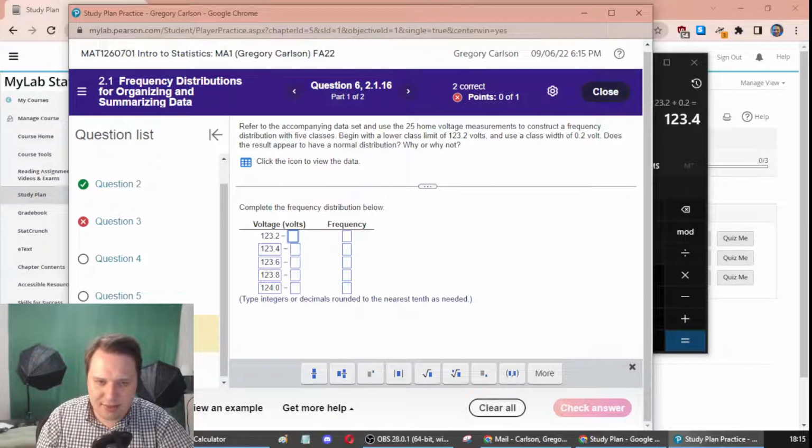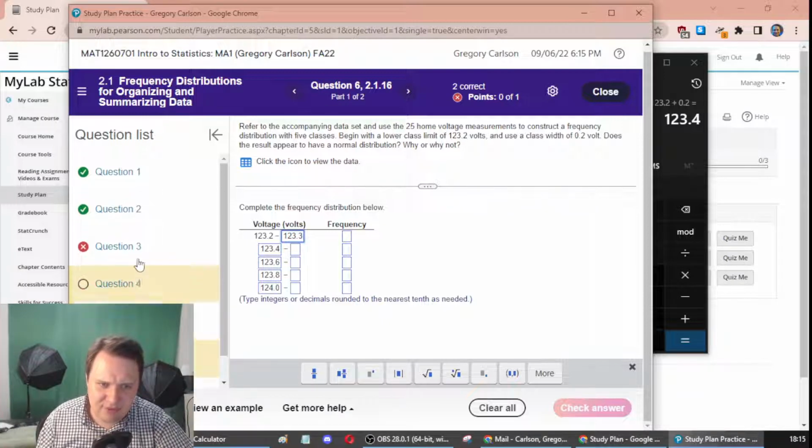Now, I got this wrong last time because I thought they wanted 123.39. Like, to me, that makes sense. You do one more decimal place like we did in the last problem, but that's not right. They just want 123.3, and I do not understand that at all. I don't understand why that's the answer, because it seems like it's different than what we did in question 3. So, I don't like this problem.